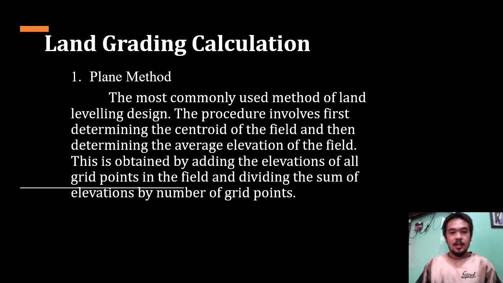There are a lot of methods in calculating land grading. First, we need to talk about the plane method. This is the most commonly used method of land leveling design. The procedure involves first determining the centroid of the field and then determining the average elevation of the field. This is obtained by adding the elevation of all grid points in the field and dividing the sum of elevations by the number of grid points.